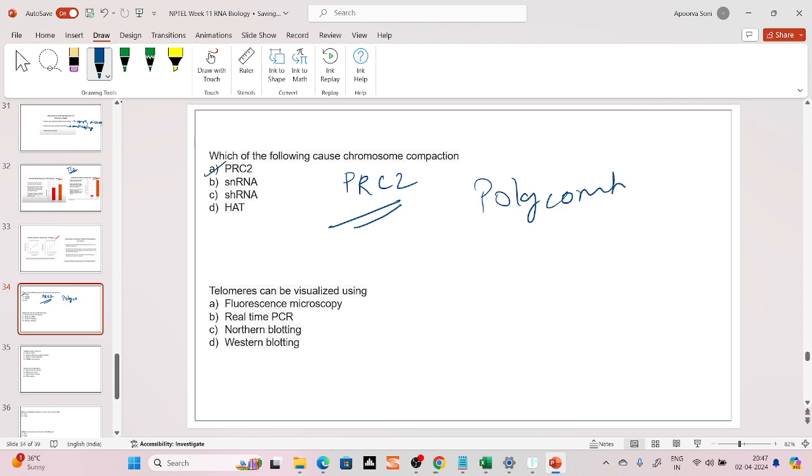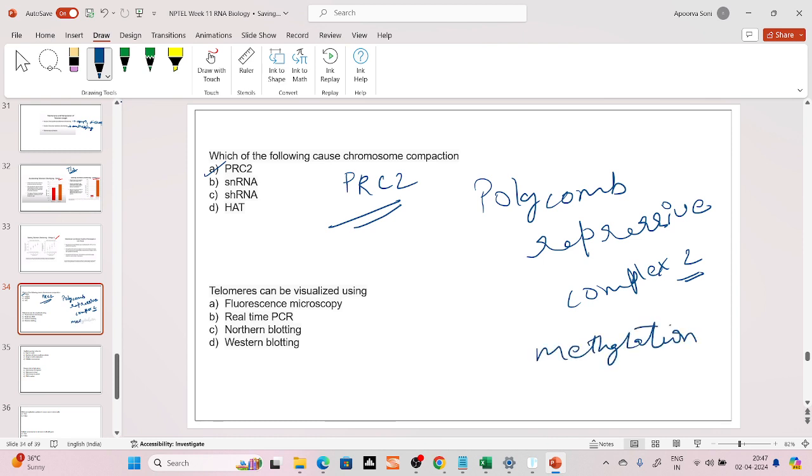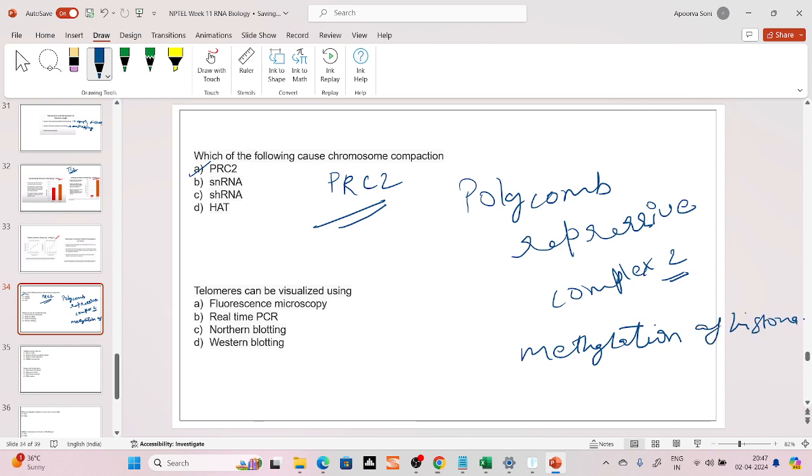It is polycomb repressive complex 2. Okay. And this is responsible for doing the methylation of the histones. So when this PRC2 is responsible for methylation, what it does is it maintains the chromosome in a heterochromatin state, because methylation reduces or inhibits transcription.